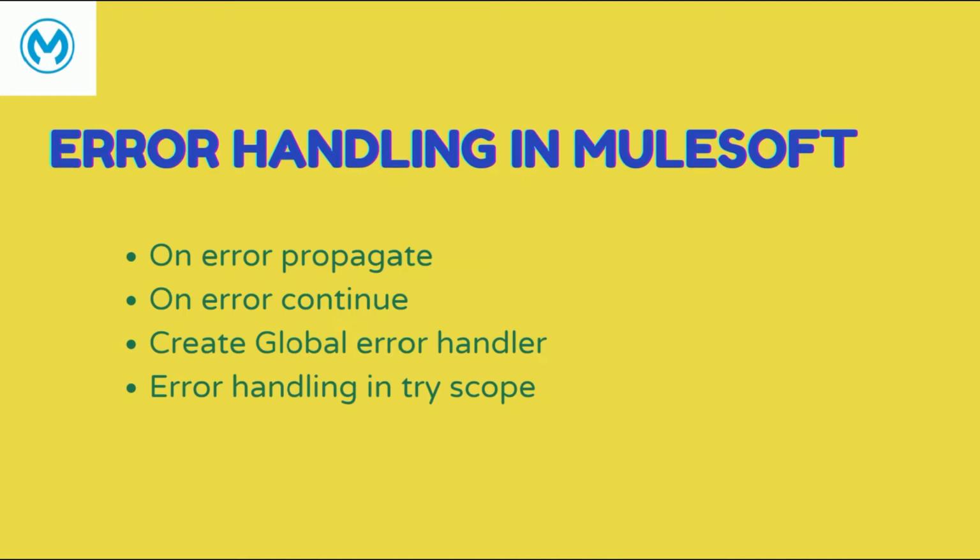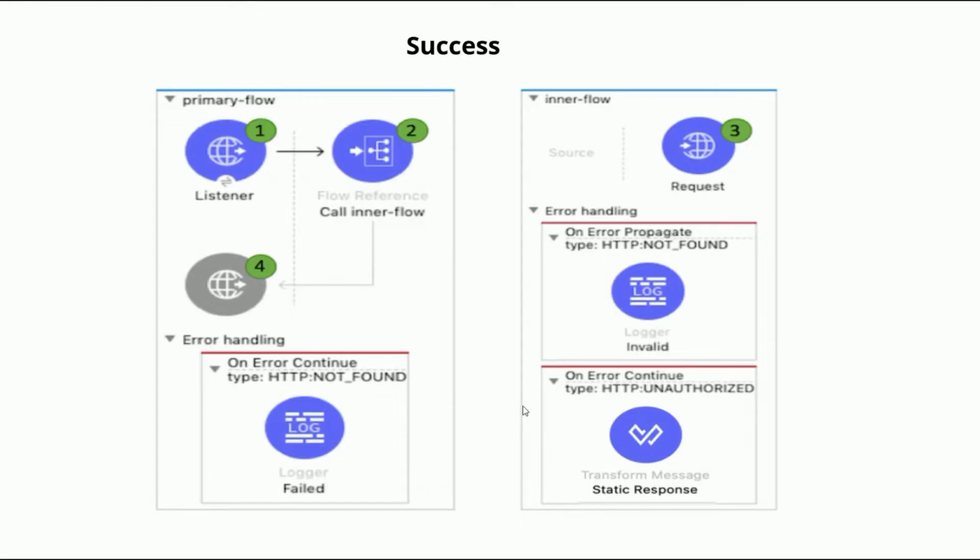Hi, welcome back. In today's session, let's understand how to handle errors in MuleSoft. We'll see how to use on-error propagate and on-error continue components in MuleSoft. And also we'll try to create global error handlers and add all the generic errors there. And also we'll see how to handle errors in Try scope.